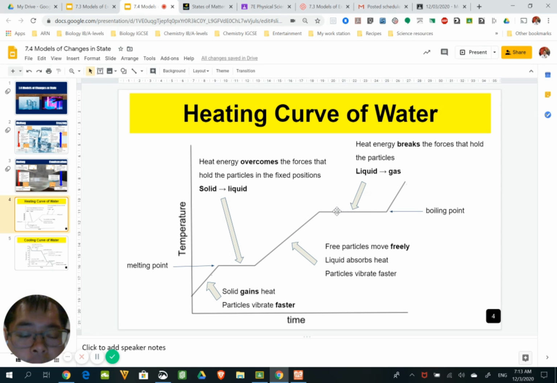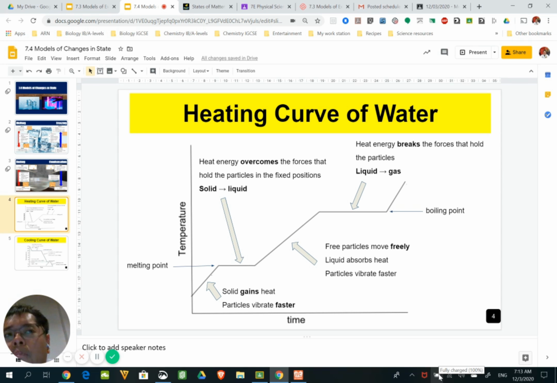As soon as the boiling point is reached and it goes way beyond that, the whole liquid will be boiled or evaporated or vaporized into a gas, right? Into the gas phase. So basically, the heating curve is where your melting and your boiling processes are taking place.